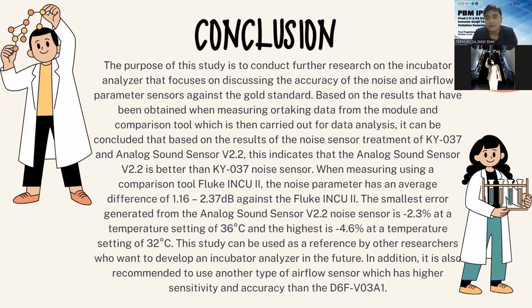of the KW037 and the analog sound sensor V2.2, this indicates that the analog sound sensor V2.2 is better than the KW037 noise sensor. When measuring using the comparison tool Fluke INQ2, the noise parameter has an average difference of 1.6 to 2.37 decibels against the Fluke INQ2.